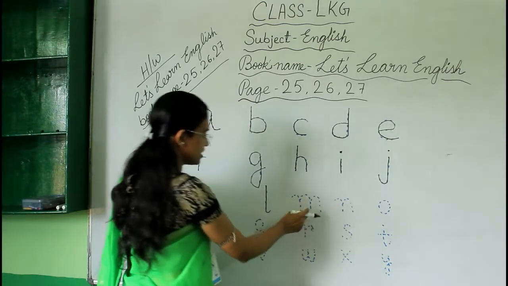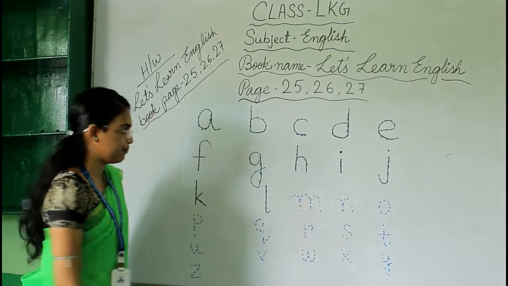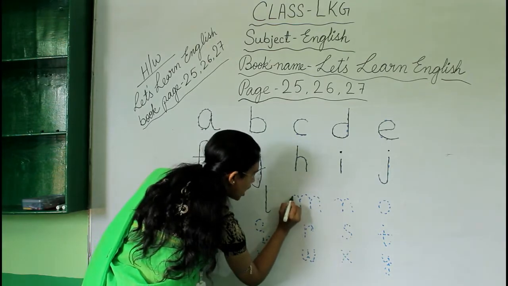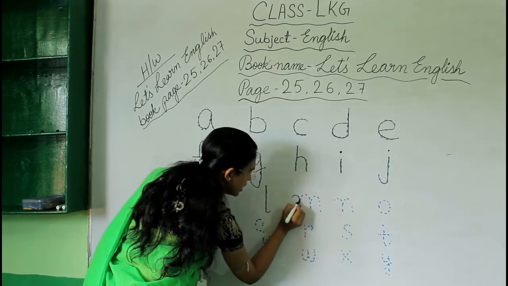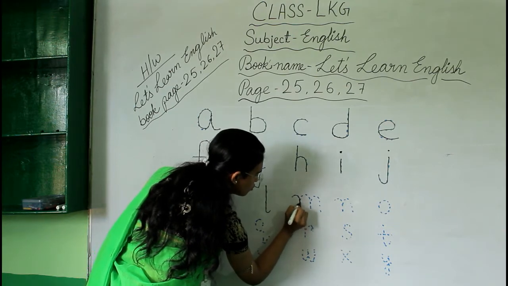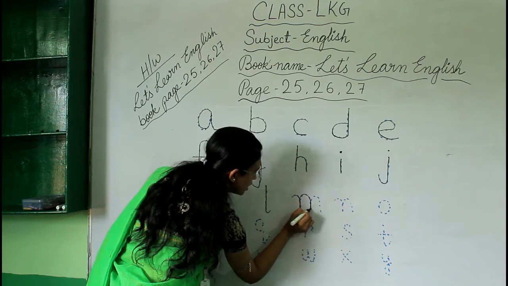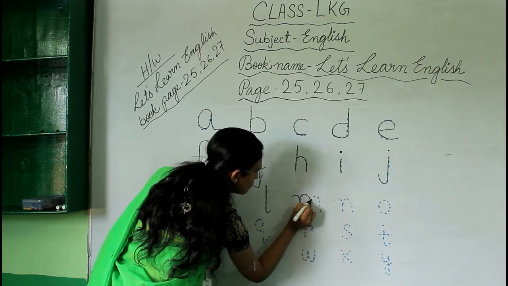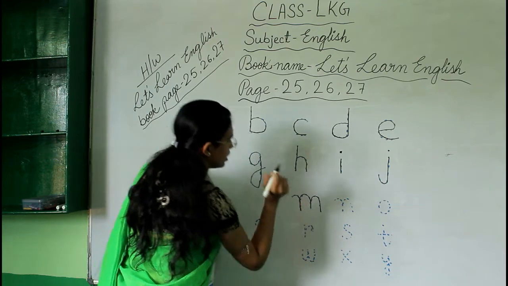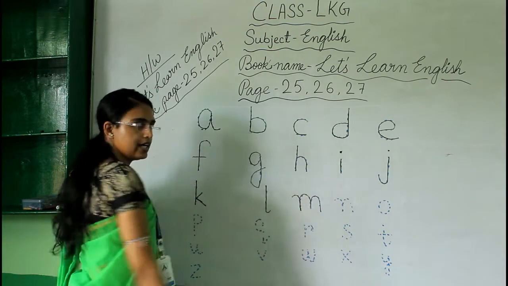Now what is this? This is small letter M. For making small letter M, what we have to do? First we have to draw a small curved line, then a straight line, then from here we have to go up, again draw a curved line, then a straight line, then again we have to go up, then again we have to draw a curved line, then a straight line. This is small letter M.